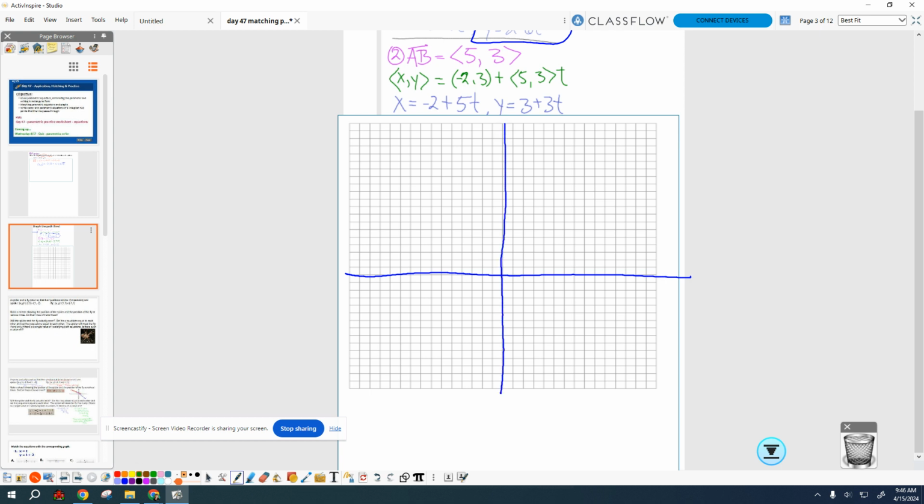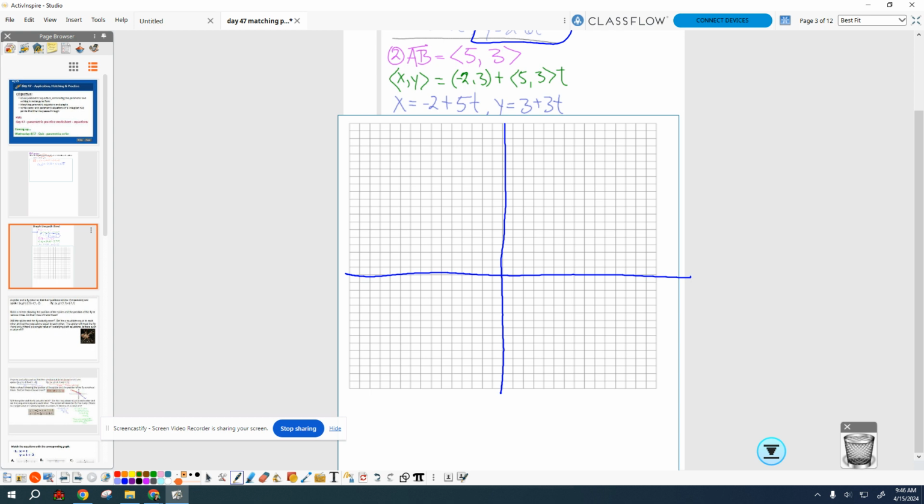How do we plot this one? How do I draw? So, tell me a coordinate that I know. Negative 2, 3. Milea, why do we know that coordinate?